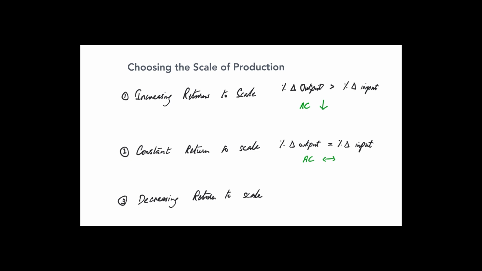It's not so bad also. But lastly, your change in output is less than the change in input. So you're putting in 50% more resources, and as a result, your output is increasing by just 30%. So that will cause the average cost to go up. Unfavorable situation.